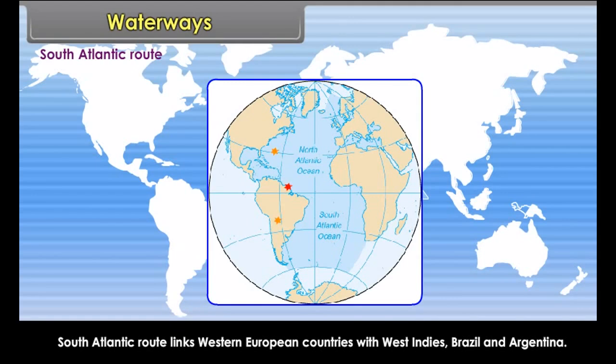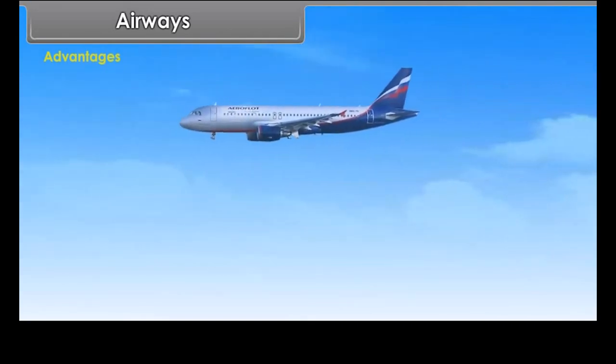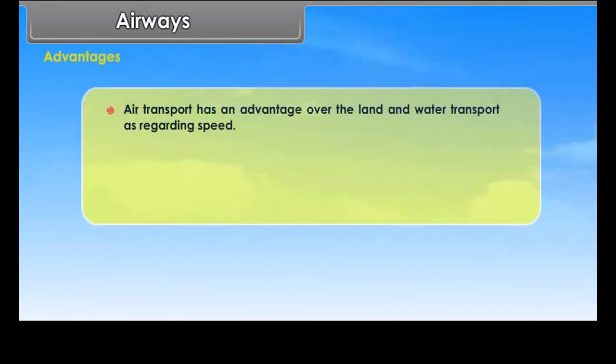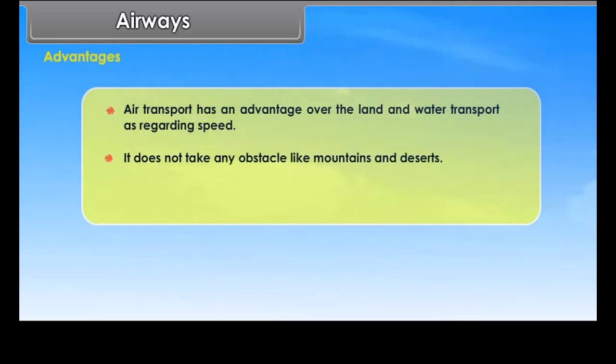The Cape of Good Hope route. The Cape of Good Hope route links Asia and Australia with Eastern America and Western Europe. South Atlantic route. South Atlantic route links Western European countries with West Indies, Brazil and Argentina.